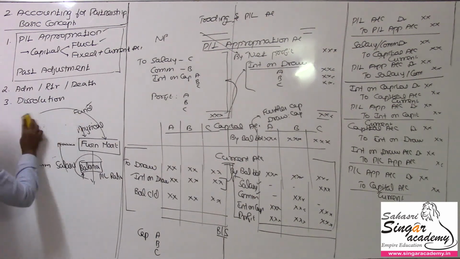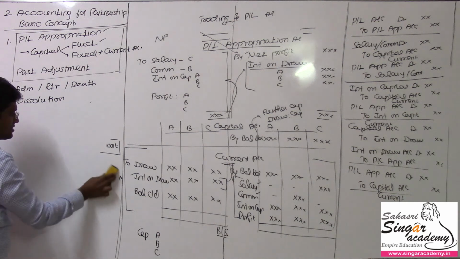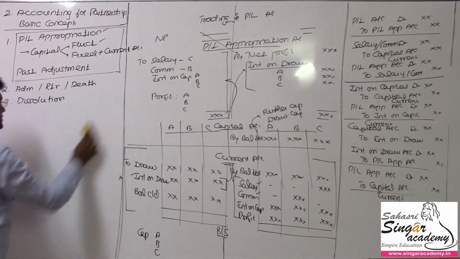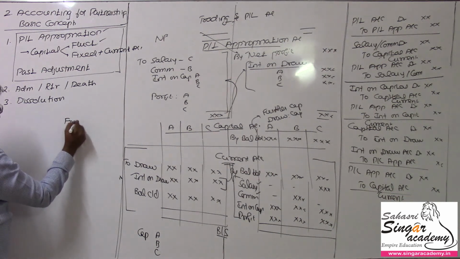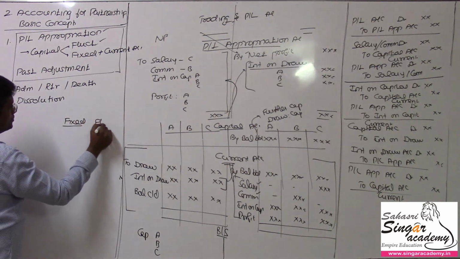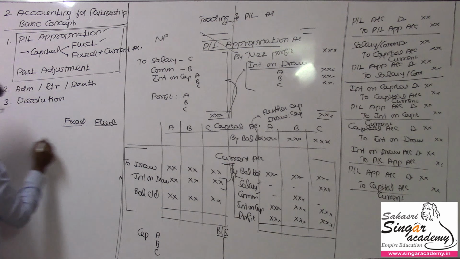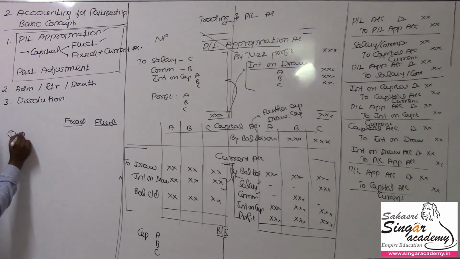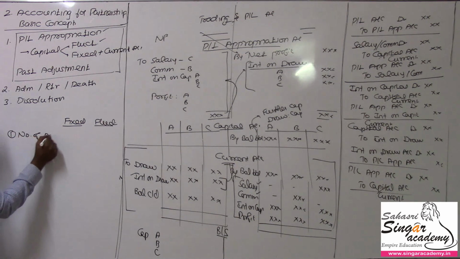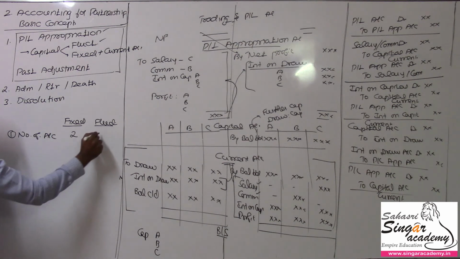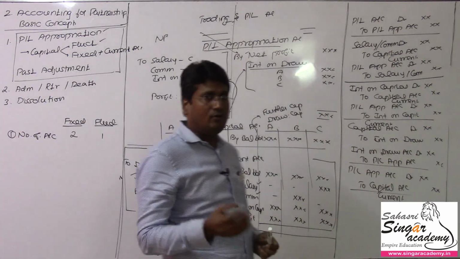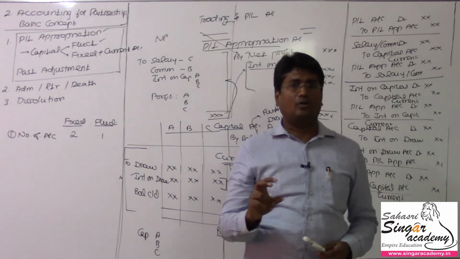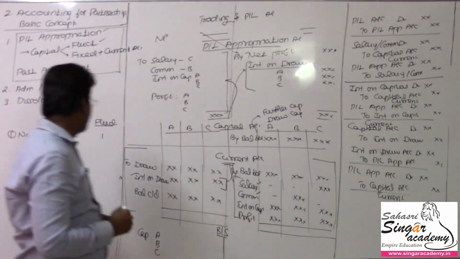Let's see a summary of the difference between fixed capital and fluctuating capital methods. Point number 1, number of accounts. How many accounts are there? In fixed capital we have 2 accounts, in fluctuating we have only 1 account. In fixed capital we have a current account and a capital account. In the case of fluctuating we have only 1 capital account.